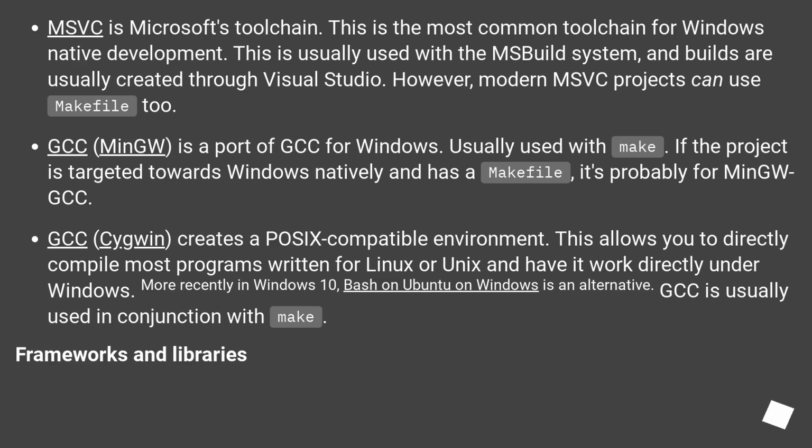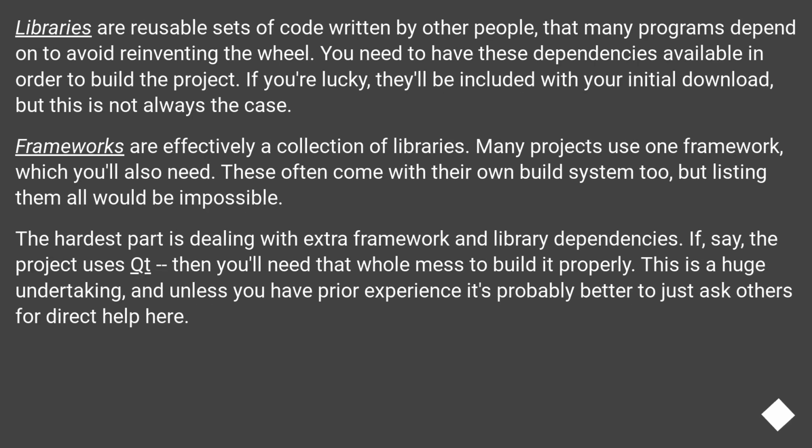Frameworks and libraries. Libraries are reusable sets of code written by other people that many programs depend on to avoid reinventing the wheel. You need to have these dependencies available in order to build the project. If you're lucky, they'll be included with your initial download, but this is not always the case. Frameworks are effectively a collection of libraries. Many projects use one framework, which you'll also need. These often come with their own build system too, but listing them all would be impossible.